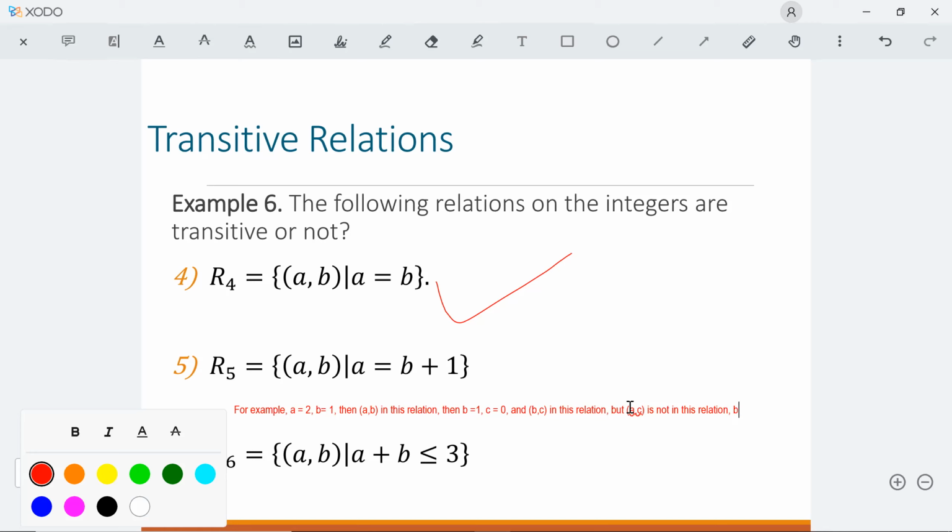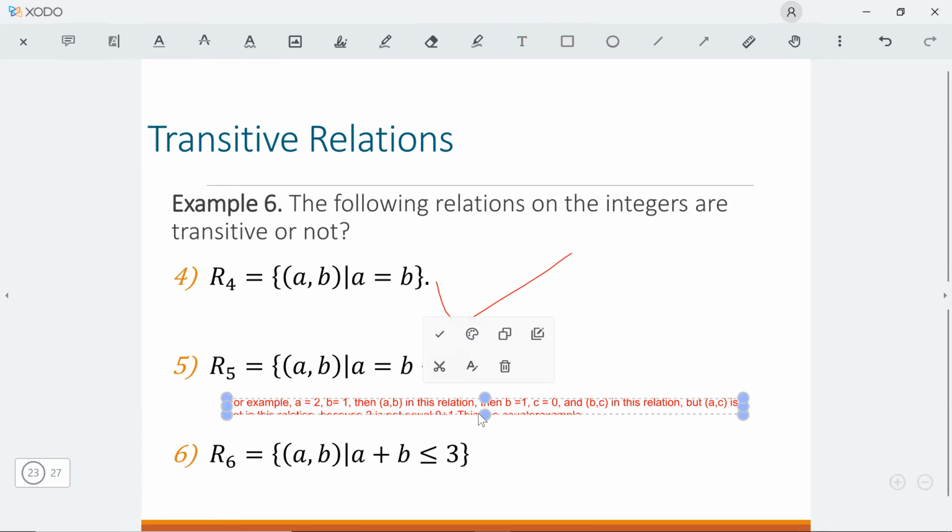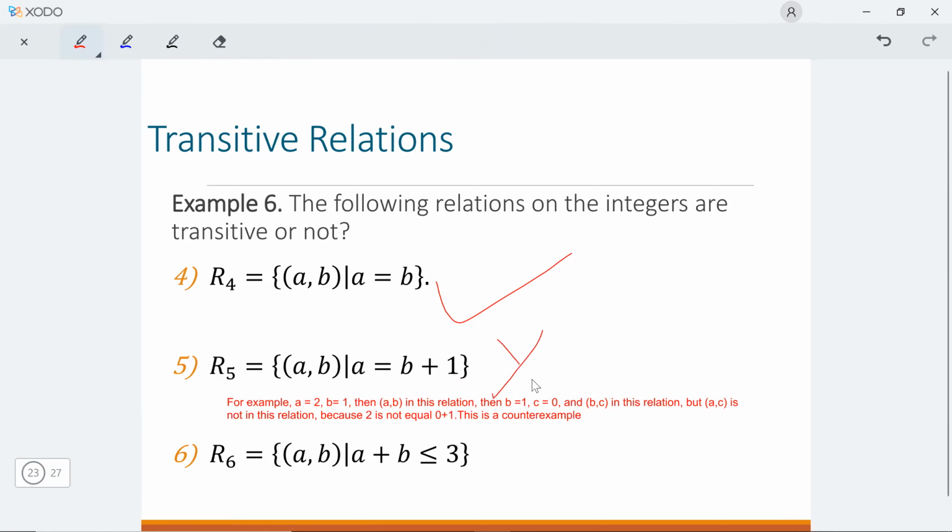So why? Because 2 is not equal to 0 plus 1. That means this is a counterexample. So we know this relation is not a transitive relation. We found this counterexample, so it's not a transitive relation. Then similarly for R6, the conclusion is it's not a transitive relation.